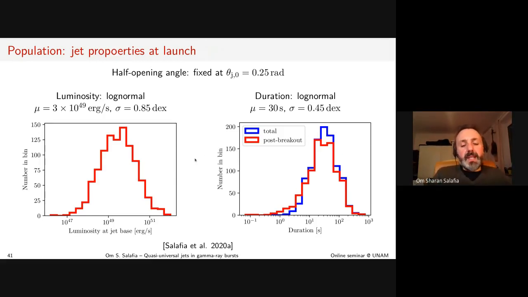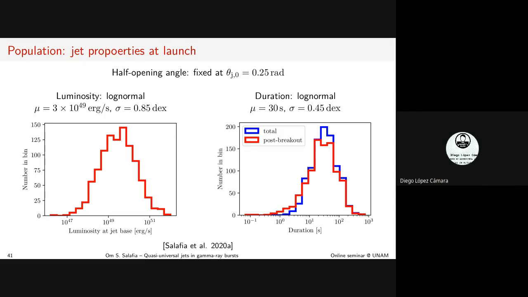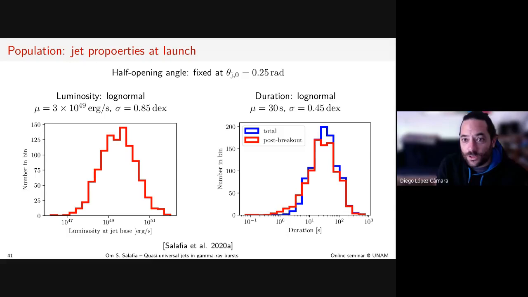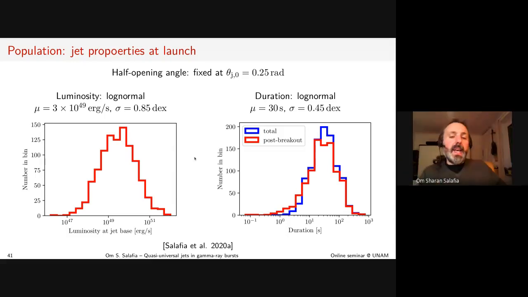But then you must explain why they are diverse, and this again must be something related to the properties of the central engine. So you don't care in your model what the central engine is. Is it the magnetar? Is it the black hole? Exactly. In this case, I don't care.